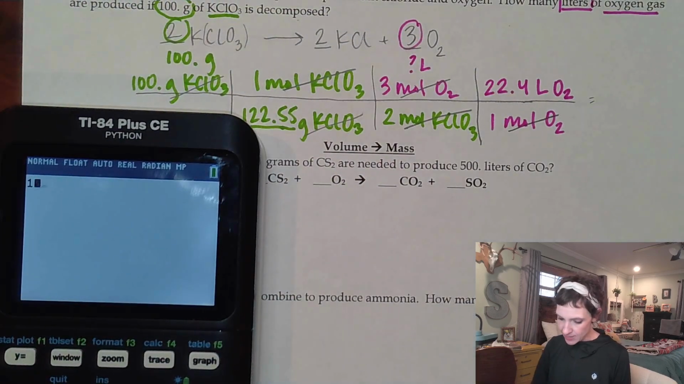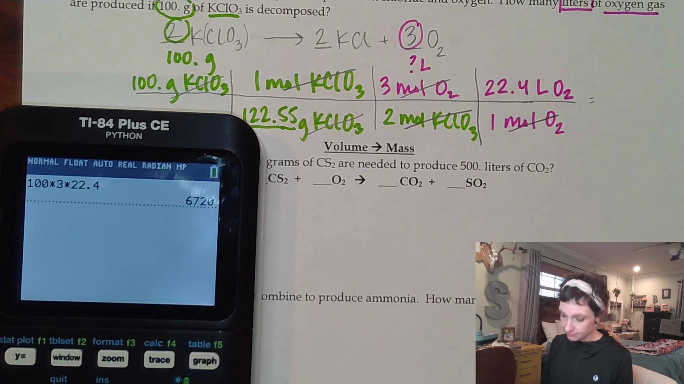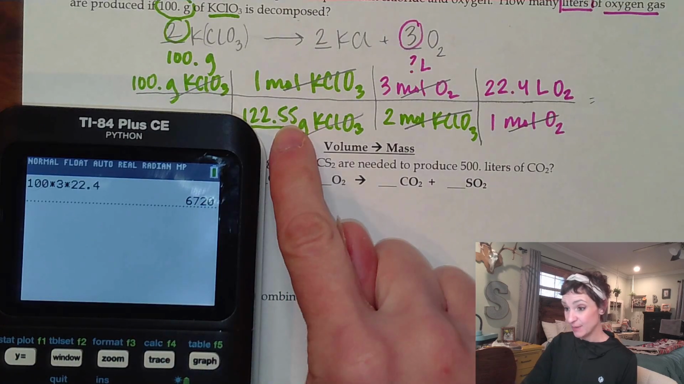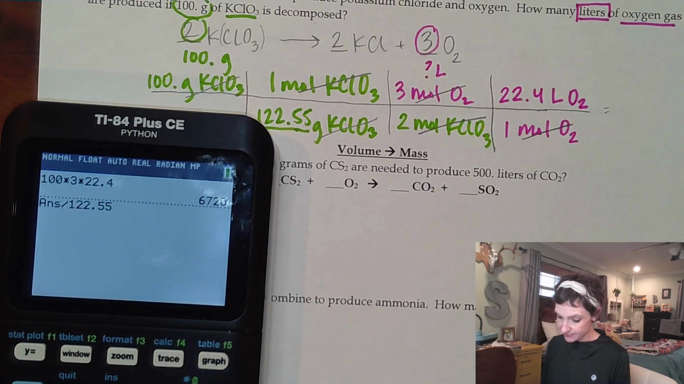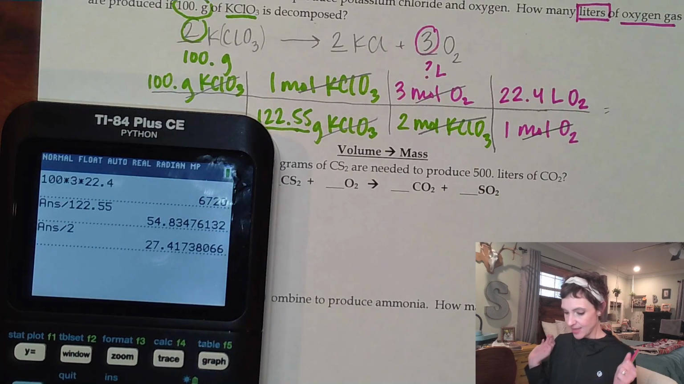So I have 100 times 3 times 22.4 equals that. And then I'm going to divide by anything of interest on the bottom, divided by 122.55, and divide by 2. Okay, so there are going to be 27.4-ish and some change liters of this oxygen gas.